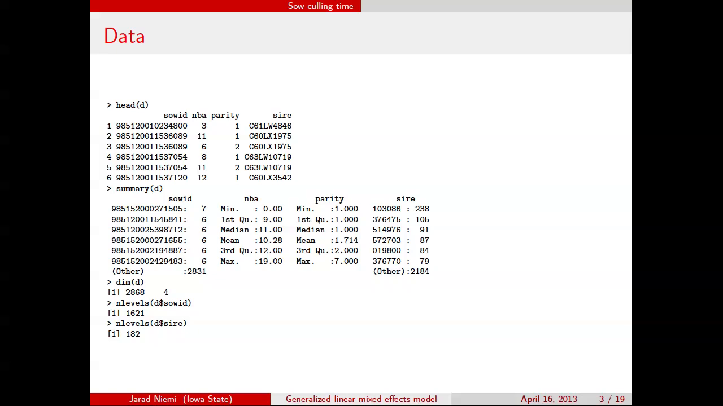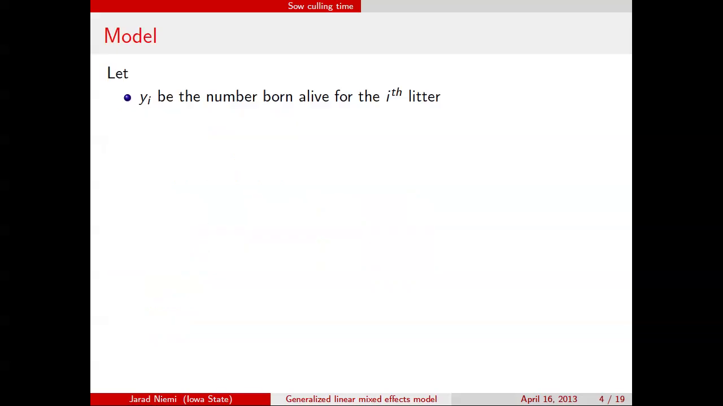Okay. All right. So the idea here is to build a model for the number born alive using the information we have. We have information on the parity, that is which litter, the sow, and the grandsire. That's the model that we're going to build. So here's just introducing some notation. We're going to let yi be the number born alive for the particular litter i.